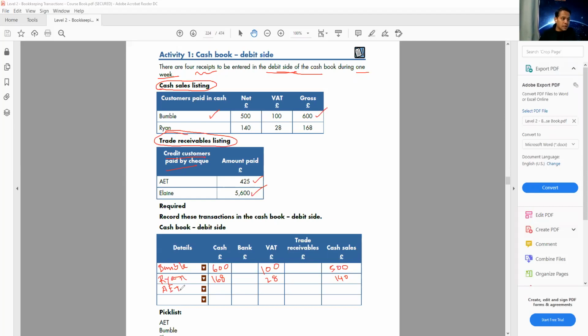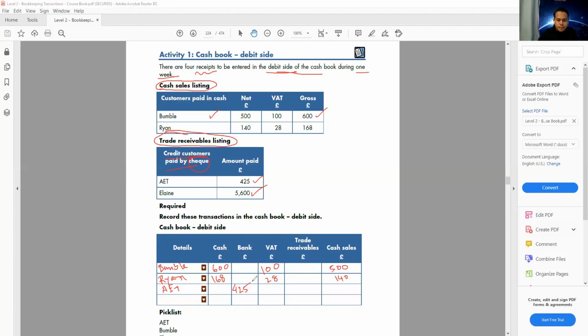Very well done, Sharon. Very well done, Sadia. Yes, we're going to record it on the bank column because if the customer paid by cheque, the money comes to the bank column. So I'm recording on the bank column, that is 425.